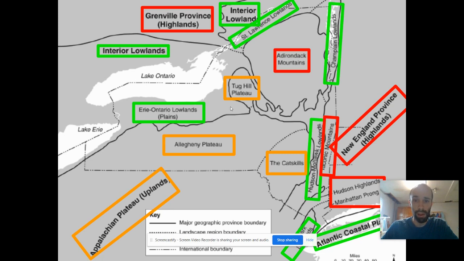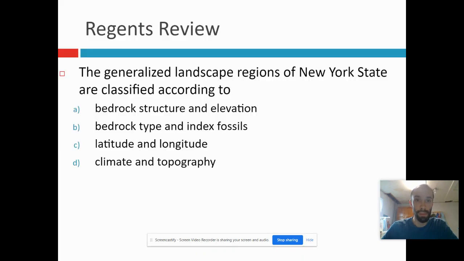So that might be a good idea for you to just highlight the word, and you'll be able to see the difference between all the different landscape regions around New York State. If you want to pause your video at this point and get some highlighters out and actually highlight, that'd be a worthwhile thing to do. All right, so just a few questions to wrap this up.